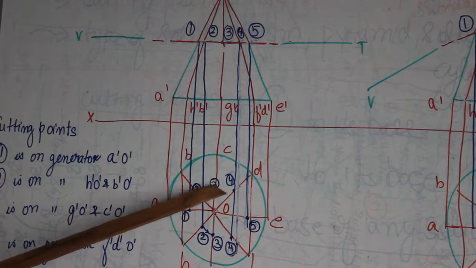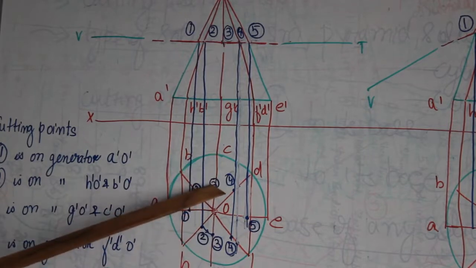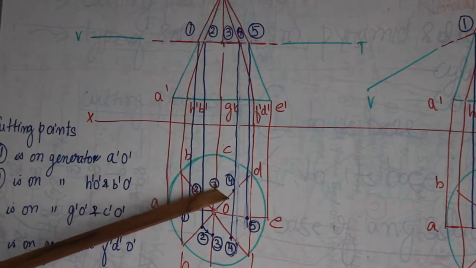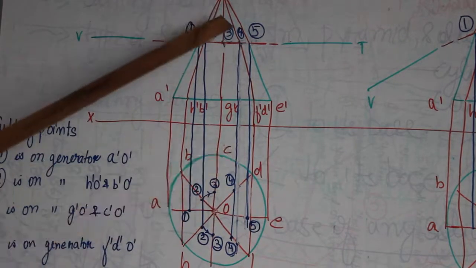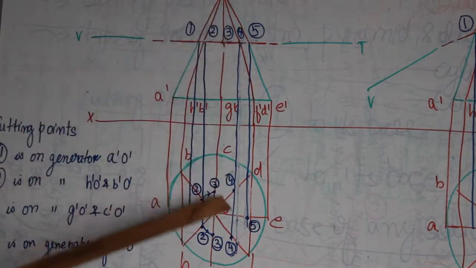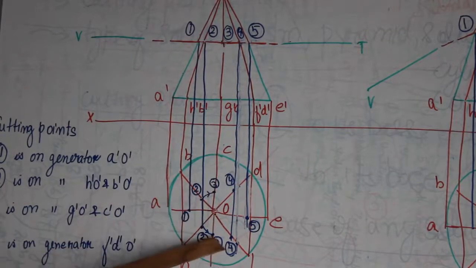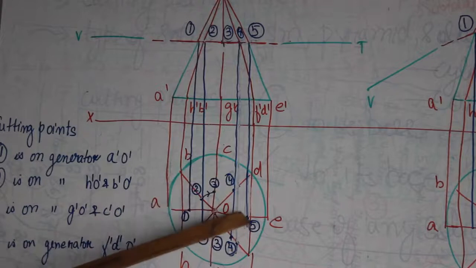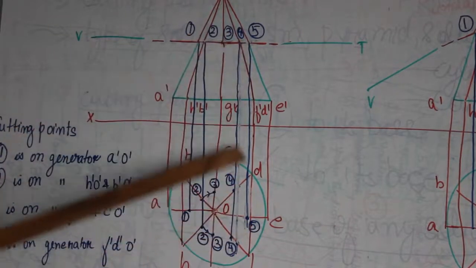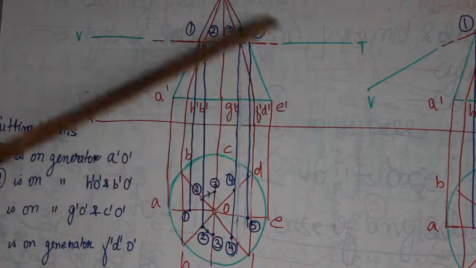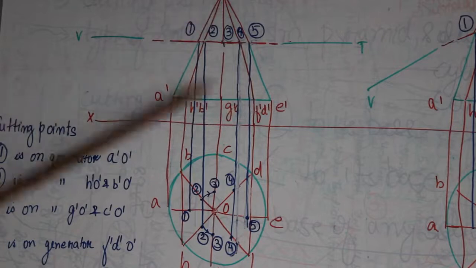Then we rotate it about the generators CO and GO, and we get point number 3 in the top view. Next, for point number 4, a simple straight line on the generators DO and FO in the top view gives us cutting point 4. And for the last point, the blue line is dropped on the generator EO'. You can clearly see that 5 is lying on EO' in the front view.